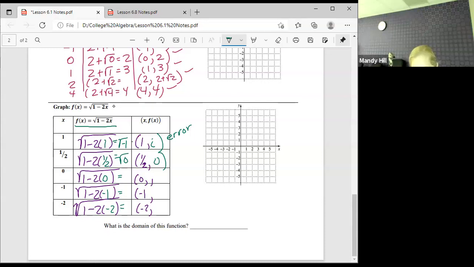1/2, 0. Be right in the middle of these two. 1 minus 0, that's the square root of 1. So that's going to give us 1. So 0, 1. We plug in -1, a negative times a negative is positive. So this is going to end up being 1 plus 2, which is the square root of 3. And then this one's going to be 1 plus, because we've got a negative times a negative, that's going to be positive 4, square root of 5.